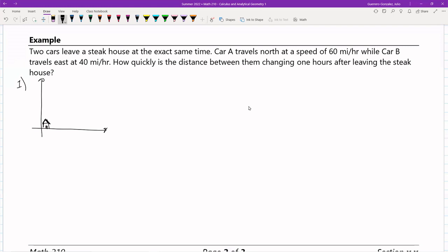And here's the car that's traveling north. This is car A, and he's moving that way at 60 miles per hour north. And here's car B. He's moving that way at 40 miles per hour. He's going east.